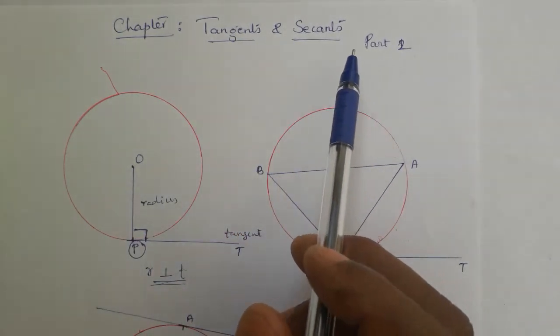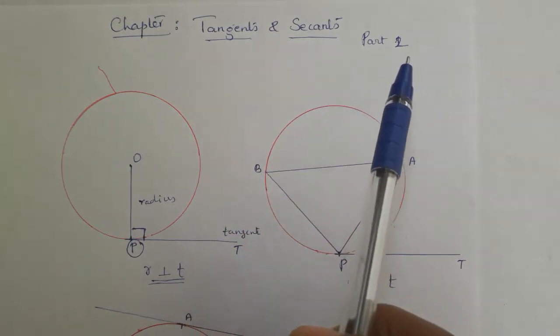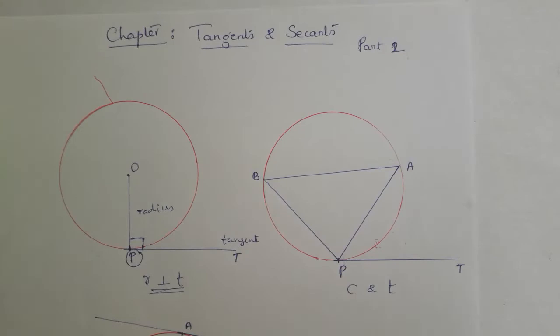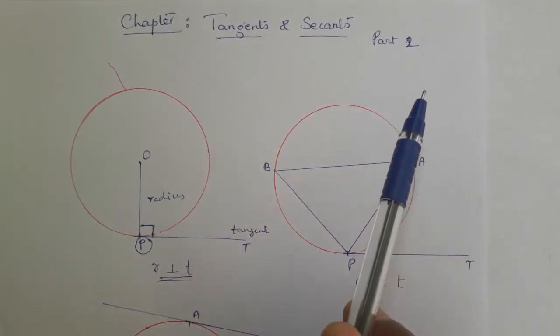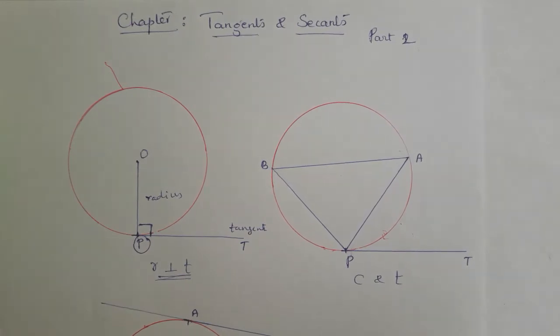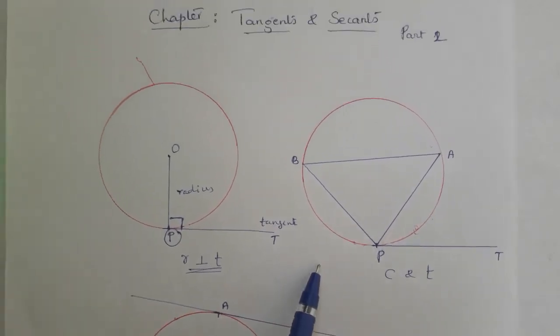In my last class about tangents and secants, we studied three very important theorems in part 1. Today we will discuss part 2, a few important problems that have been asked in the board examination. Before going to that, let us have a glance at those three important theorems.